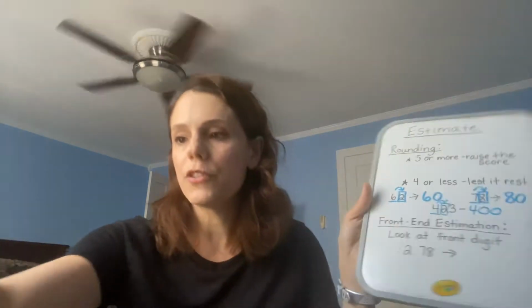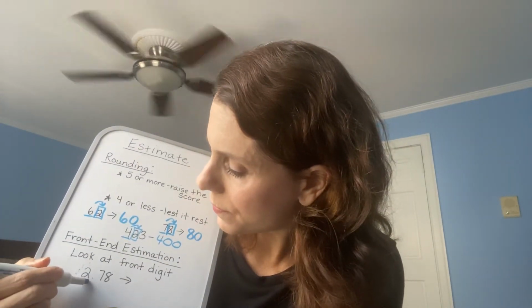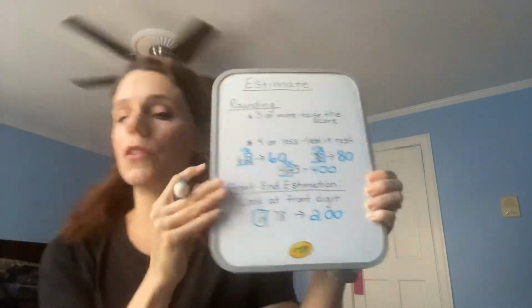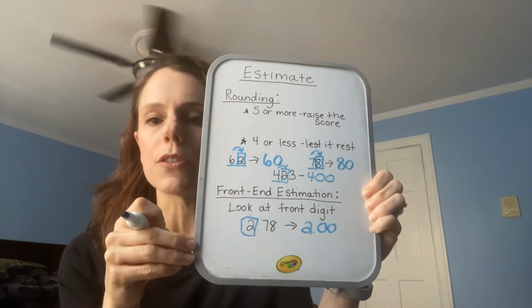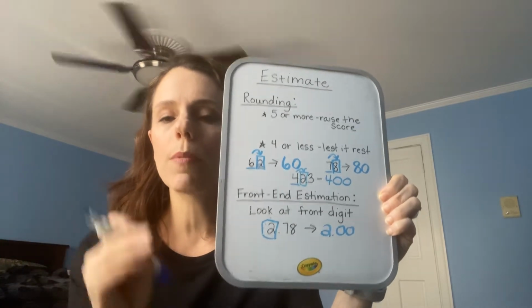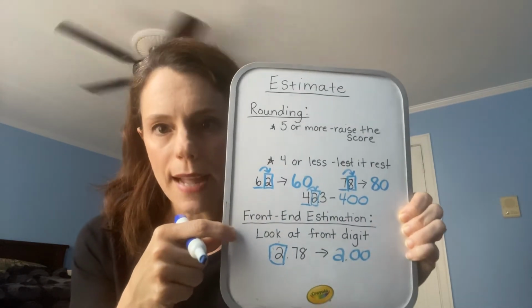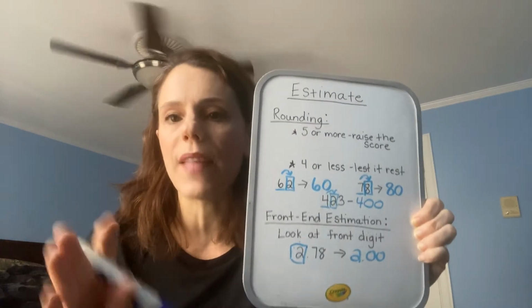So let me give you another example. I think this one is actually an easier one. So if you've got $2.78 and you're doing front-end estimation, you're looking at the 2. So that number, just look at the 2. $2. No rounding, no anything. This one's actually easier. So some of the problems in the book are going to want you to do both. They're going to want you to round, then they're going to want you to do front-end estimation. So you're going to have 2 answers, and that's okay.